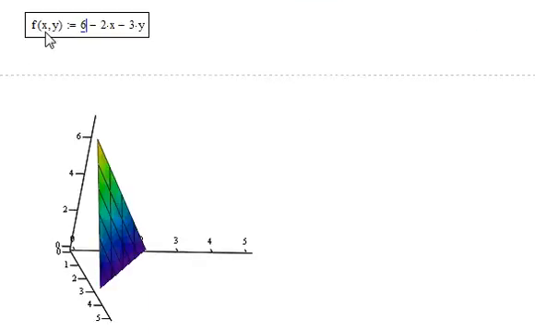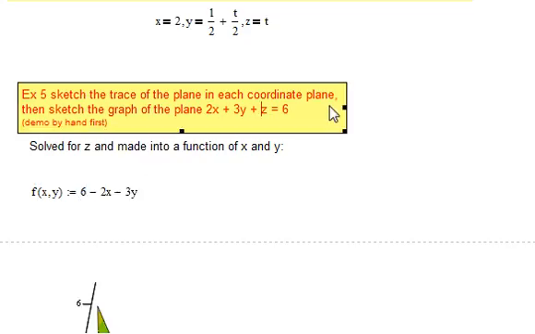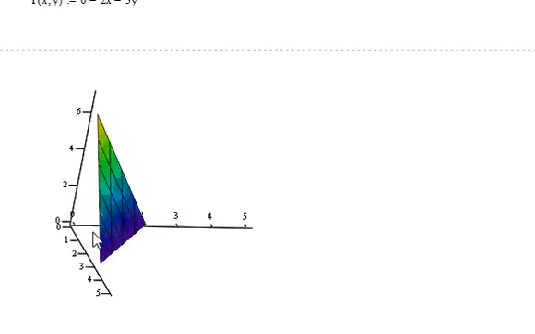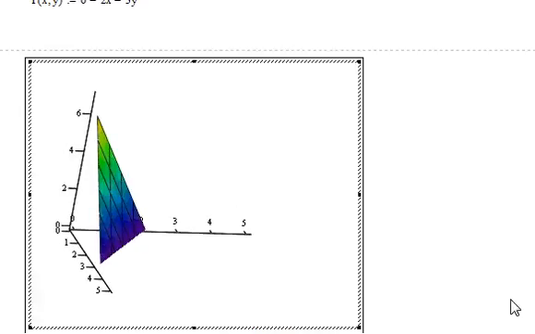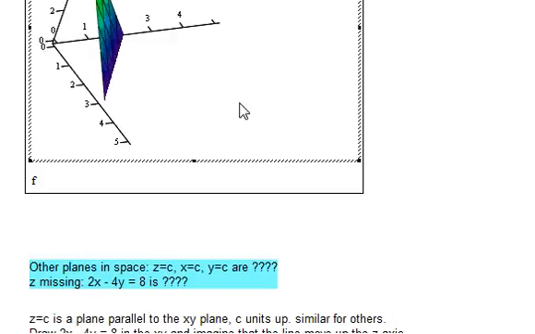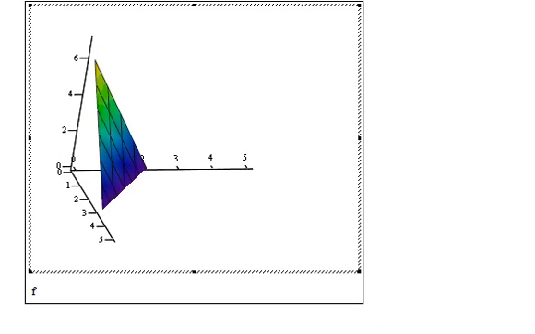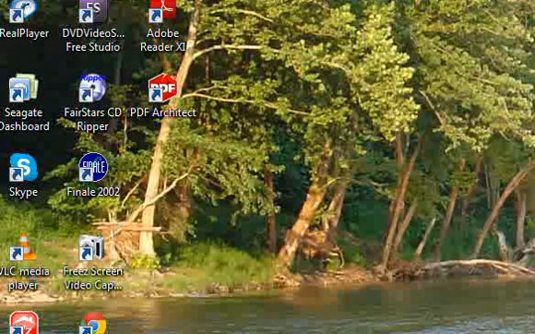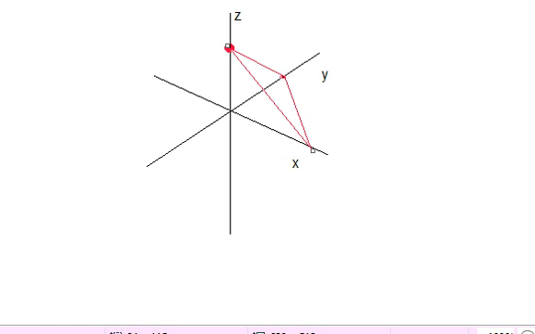If I solve the equation that I'm given here for z, and then call z a function of x and y, so f of x, y equals z, then I can graph the function f. And as you see, this pretty much looks just like the picture I had drawn by hand. No, it doesn't. Why doesn't it look like the one I've drawn by hand? Actually, it does, but I think I said something wrong.